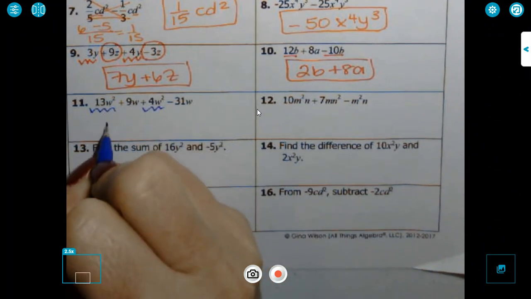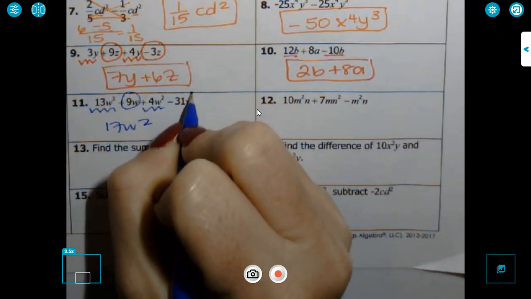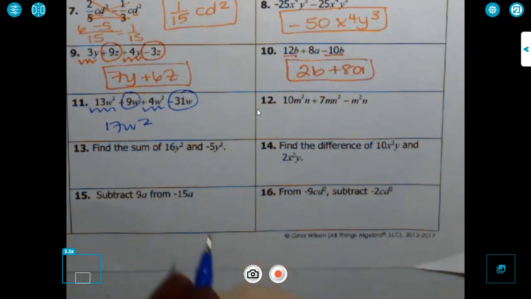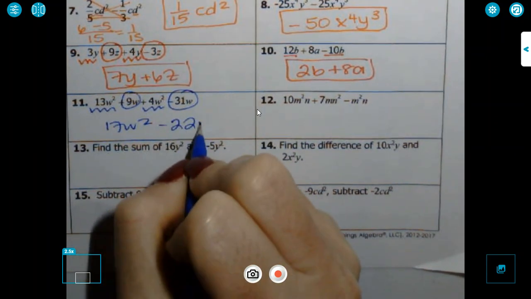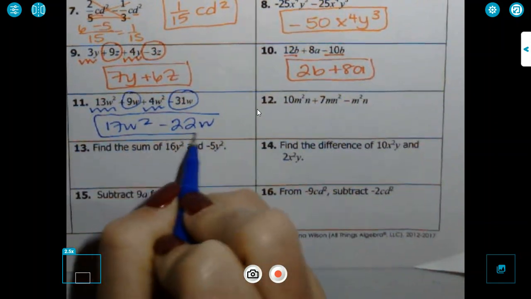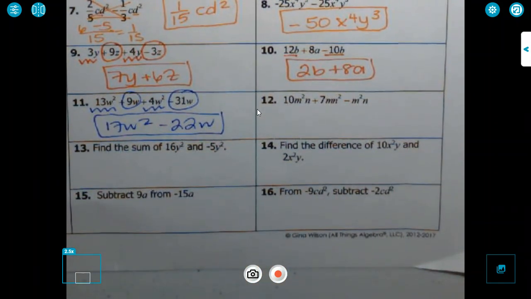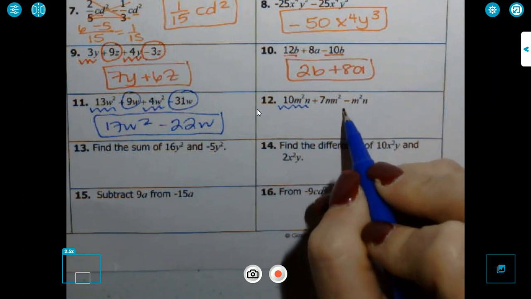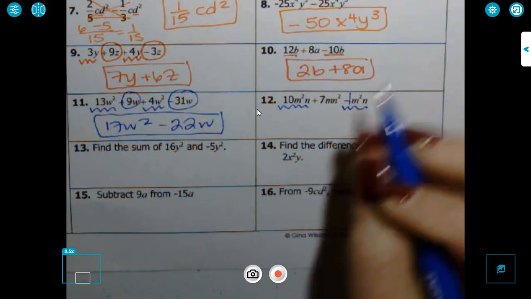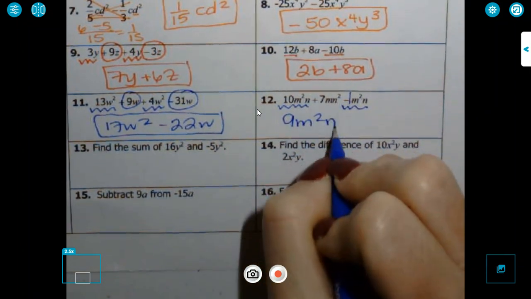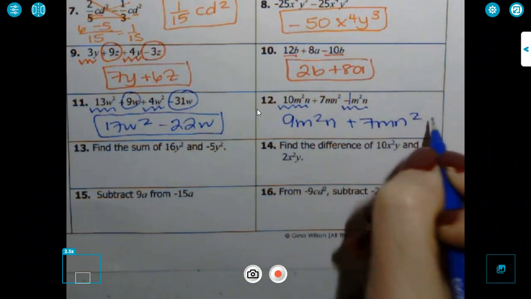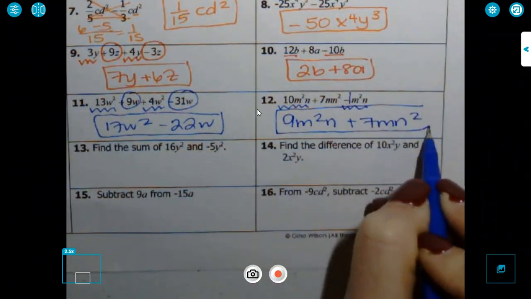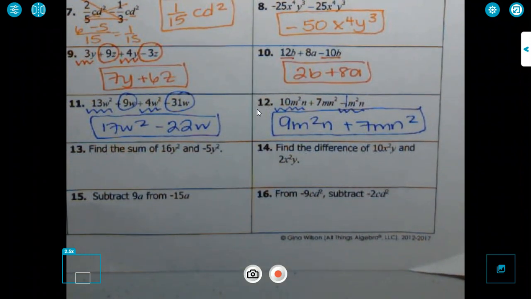13w squared plus 4w squared is 17w squared, and 9w minus 31w is going to give me negative 22w. And you can't put w's and w squareds together. They don't have the same exponent. They have the same variable, but not the same exponent. Okay. So here we've got 10m squared n minus, remember, understood 1, m squared n, which gives me 9m squared n plus 7mn squared. Same variables, but not the same exponents. So they are different terms. They are unlike. All right.